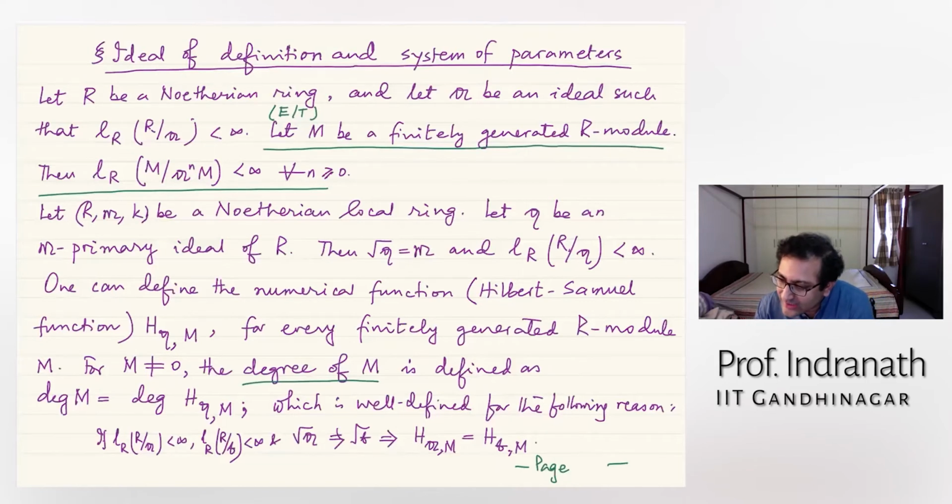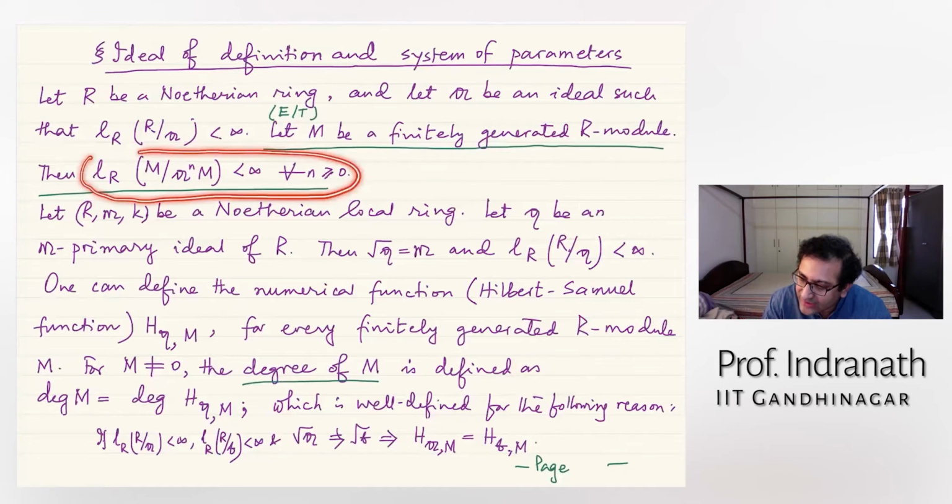So, the ideal of definition and system of parameters, a quick recapitulation. Let R be a Noetherian ring; we will eventually specialize to Noetherian local. And A is an ideal such that this length is finite. Suppose M is a finitely generated R-module. Then this is what I have put under E stroke T: you can prove that if you have this condition, then for a finitely generated R-module you also have this for every n greater than or equal to 0.